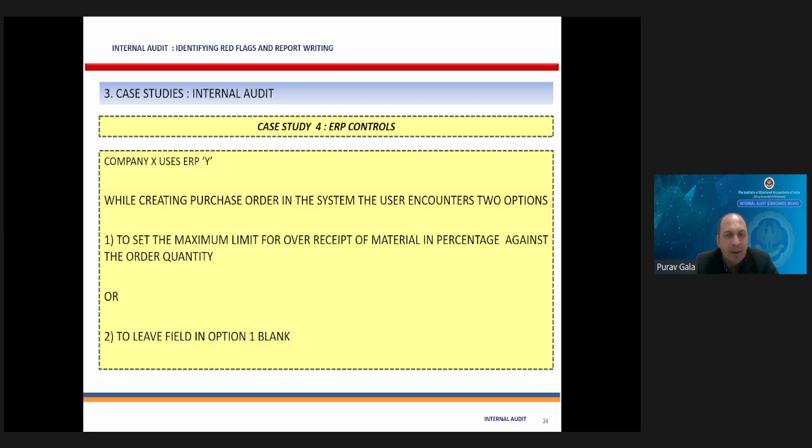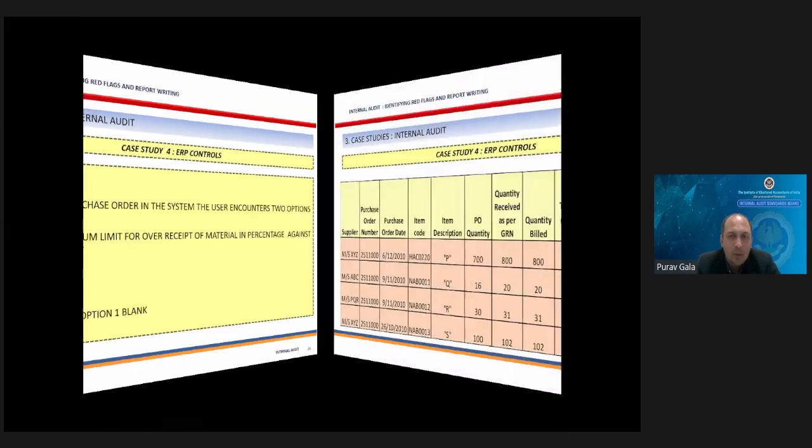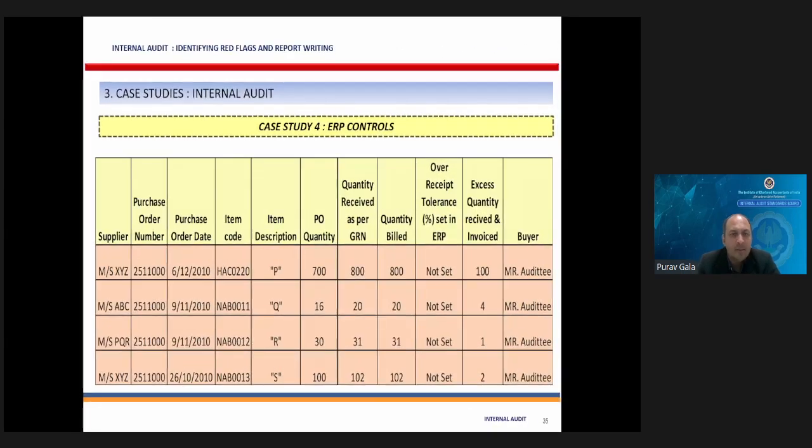So coming back to the example, I'm a purchaser for a company X which is using an ERP Y. When I'm creating a PO, I've got two options. I need to set the maximum limit for over receipt of material in percentage against the order quantity, or I leave that option blank. So what comes out here is this data.